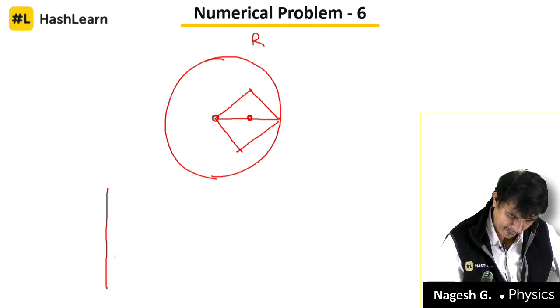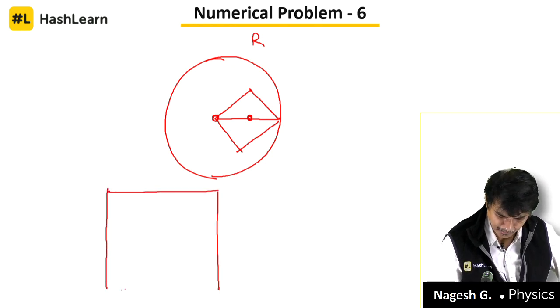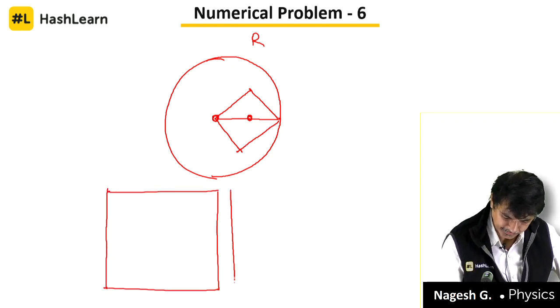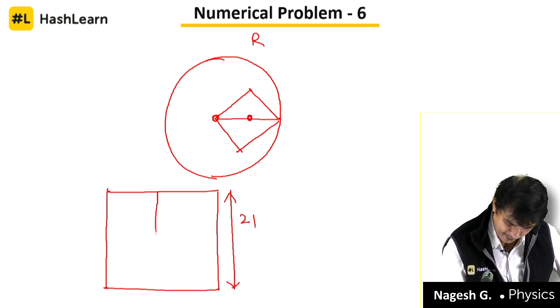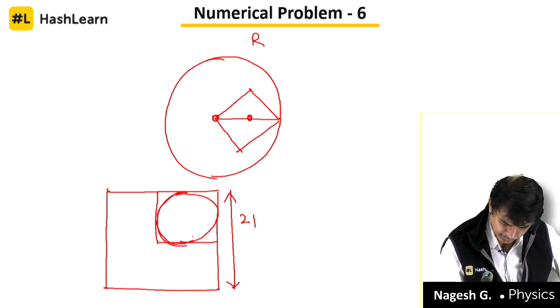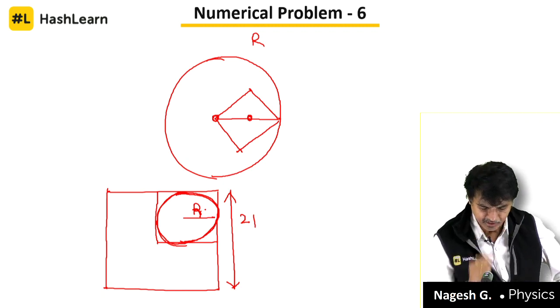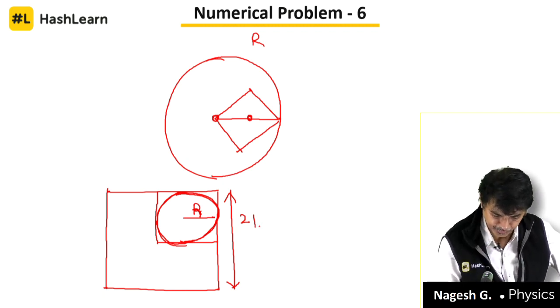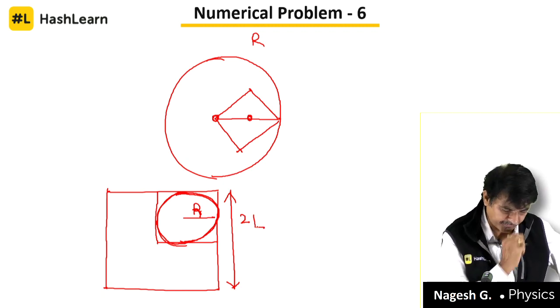Another problem, from a square plate of side length 2L, a circle from a corner quadrant is cut and removed. R is the radius of the circle. R is not given, you have to find it out. Then what is the shift in center of mass?